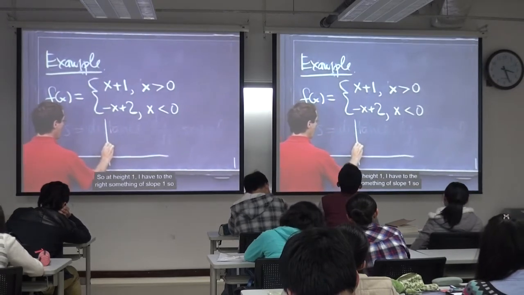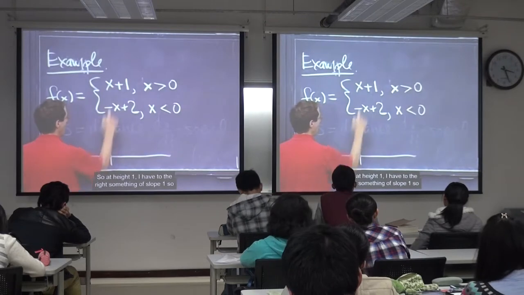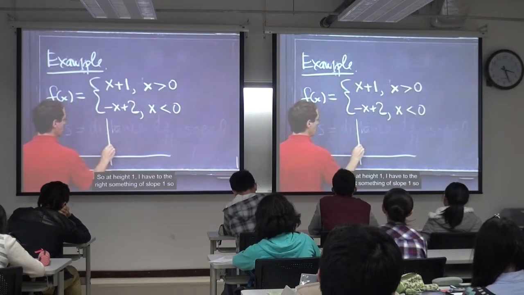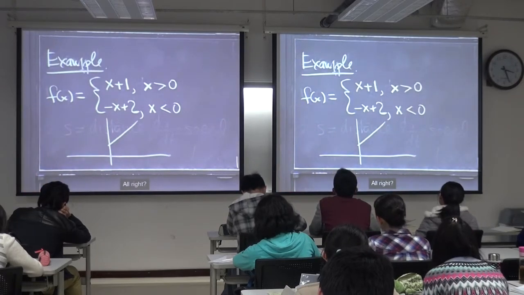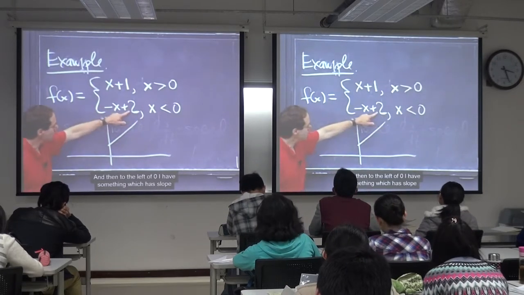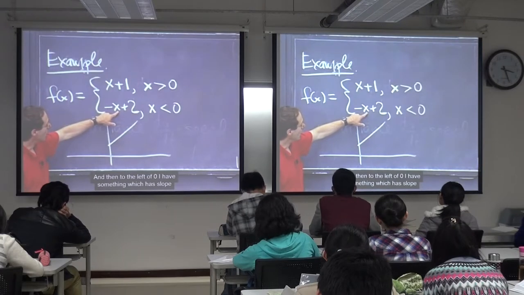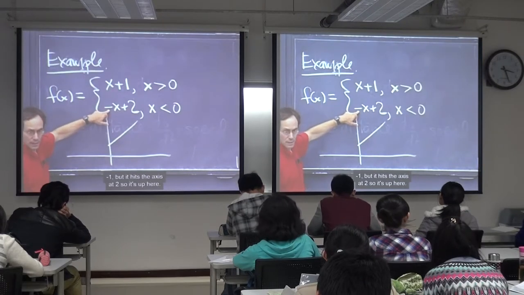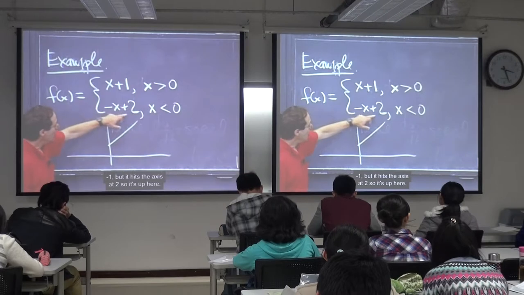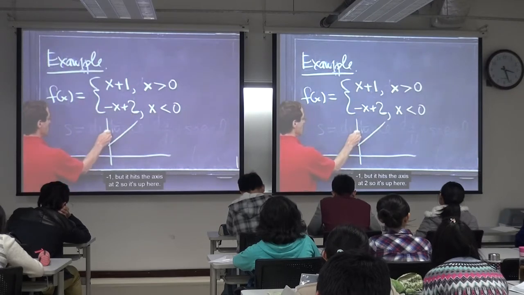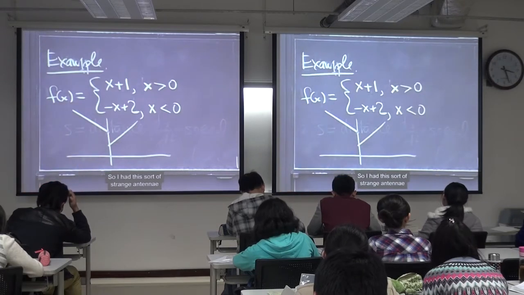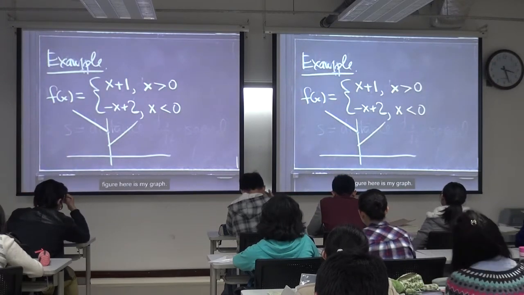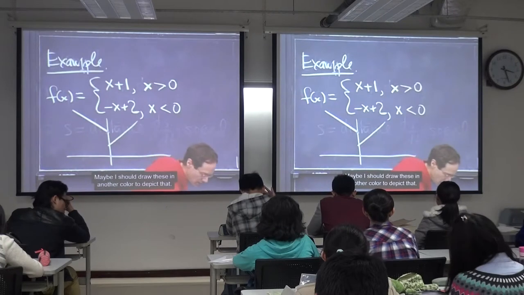So at height 1, to the right, I have something at slope 1, so it goes up like this. All right? And then to the left of 0, I have something which has slope negative 1, but it hits the axis at 2, so it's up here. All right? So I have this sort of strange antenna figure here, which is my graph. Maybe I could draw these in another color.